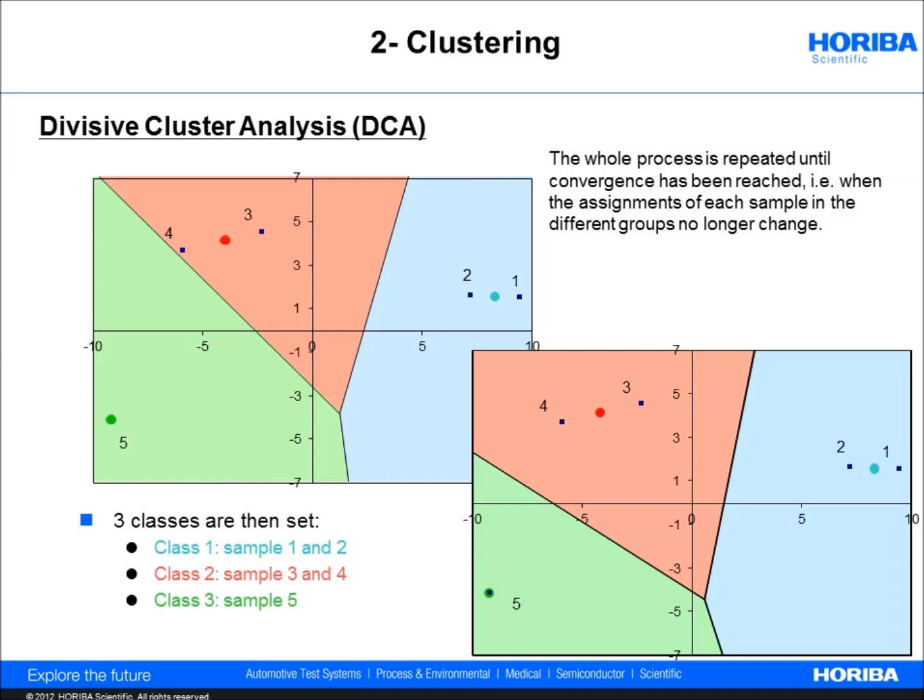The 3 classes are then set, grouping the spectra according to their similarity. Class 1, the blue one, includes samples 1 and 2. Class 2, samples 3 and 4. And class 3, only sample 5.